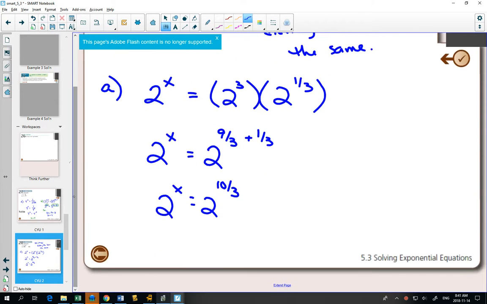Okay. So up till now, and continuing for a little bit longer, we're going to say because of logic, 2 to the x equals 2 to the 10/3, so we know that x has to be 10/3. Because we don't have any way yet to undo an exponent. Okay?